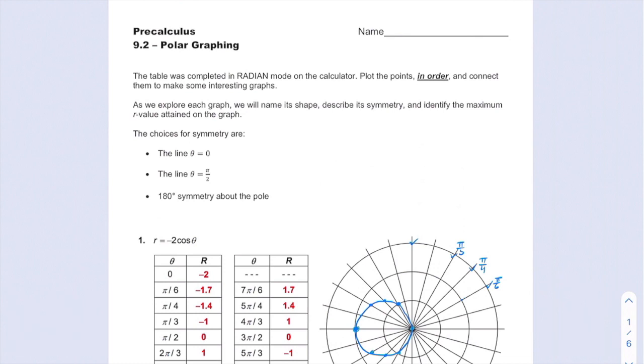There's something that looks like a tornado. Huh, I don't know. Okay.